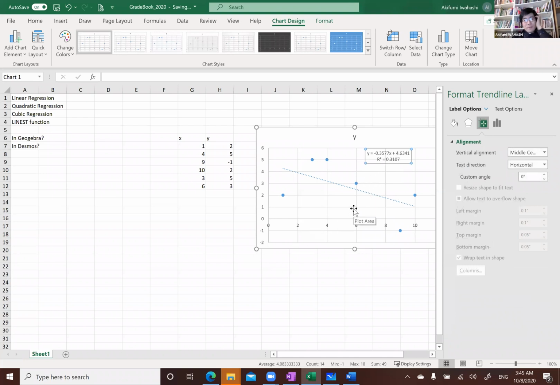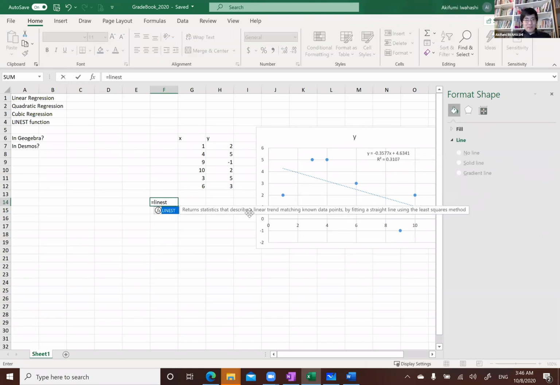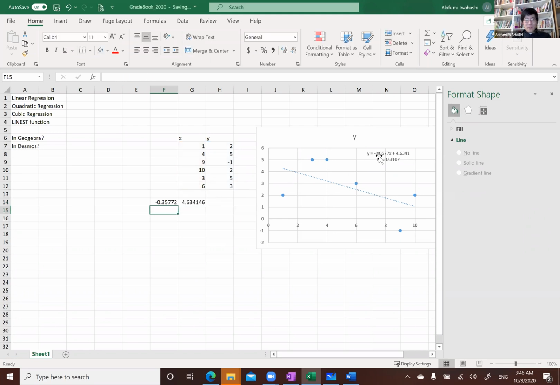Without using the graphing feature, you also have the LINEST function to find the equation of the line of best fit. You want to plug in the known y values, so you put the y array, and then you put the x values. Then you get the slope of the line and the y-intercept of the line at the same time.